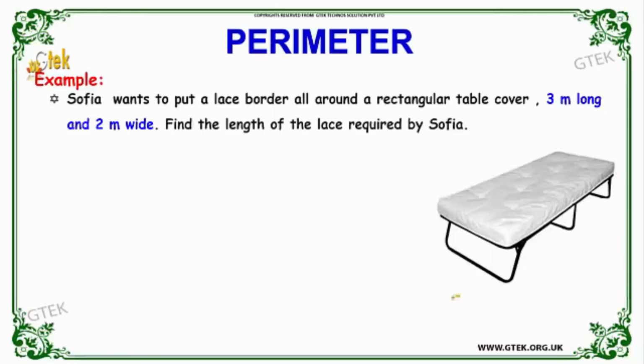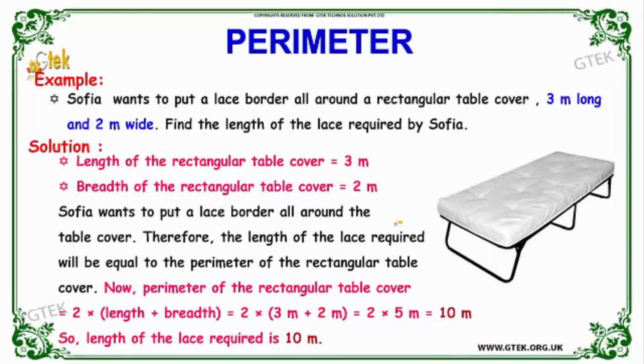We have an example sum. Sophia wants to put a lace border all around a rectangular table cover that is 3 meter long and 2 meter wide. We have to find the length of the lace required by Sophia. Let's see the solution. As we know, the length of the rectangular table cover is 3 meter, which is given in the question, and the breadth, that is the width of the rectangular table, is 2 meter, which is given in the question.